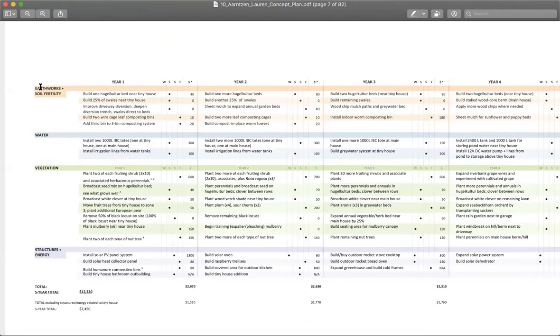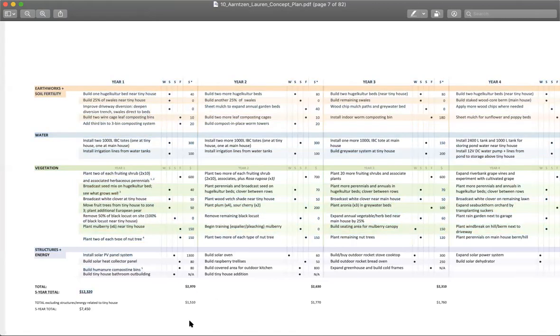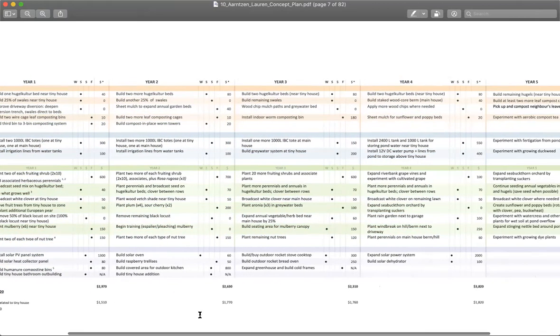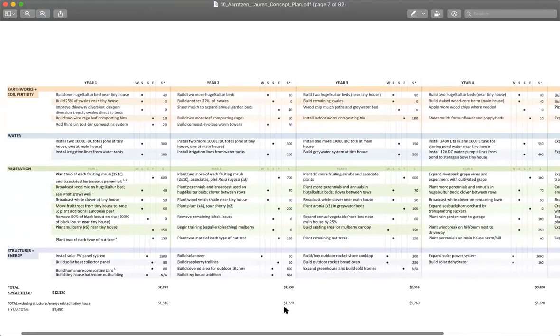So first off, she gave us earthworks, water, vegetation, structure. She worked with the keyline scale of permanence. Fantastic. Second, she gave us a year by year by year by year structure. And then she gave us winter, spring, summer, fall, and roughly what the cost of each of these elements would be, with a sum total at the bottom, giving us a sense of what she would have to invest every single year and what the running total was.